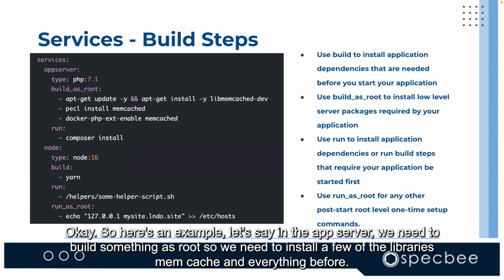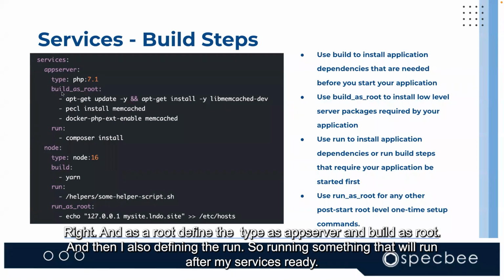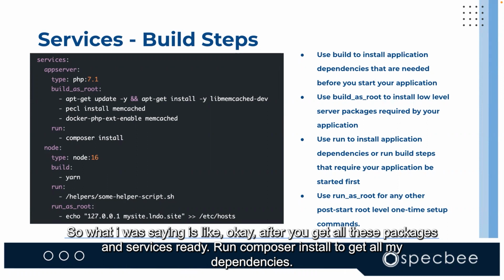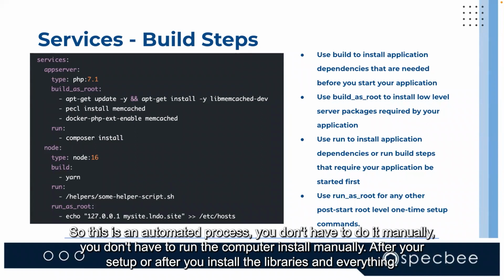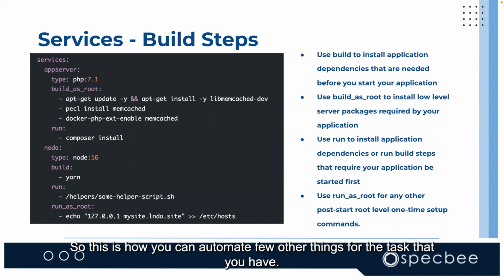Okay. So here is an example of, let's say in the app server, we need to build something as root. So we need to install a few of the libraries, Memcached and everything before, right? And as root. So I will define the type as app server, I will build as root. And then I am also defining run. So run is something that will run after my service is ready. So what it says is, okay, after you get all these packages and services ready, run composer install to get all my dependencies. So this is an automated process. You don't have to run the composer install manually after your setup or after you install the libraries and everything. So this is how you can automate a few of the tasks that you have.